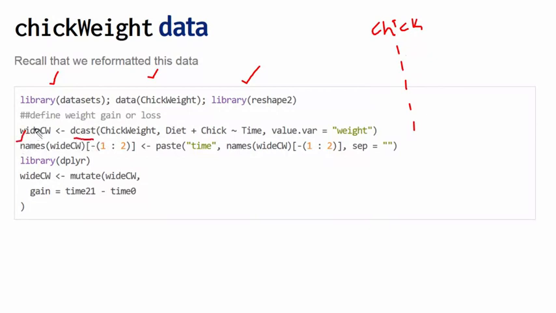And then I want to rename it. And then I want to define a variable that is weight gain, basically time 21 minus time 0. In this case, almost all the chicks are about exactly the same weight at time 0 relative to their time 21, so this doesn't make that big of a difference, but I also wanted to show people this mutate function, which makes it very easy to add a variable to a data frame.